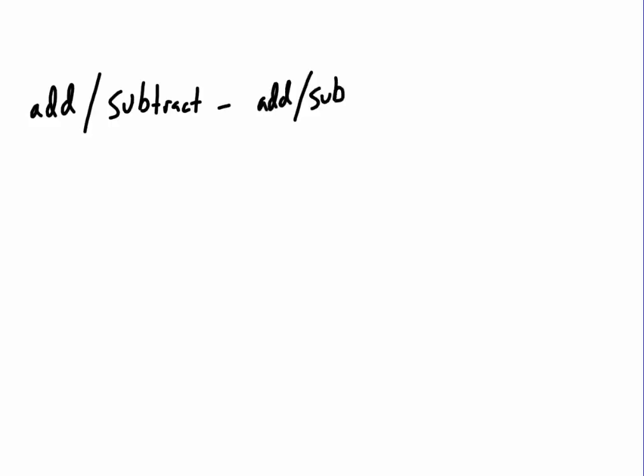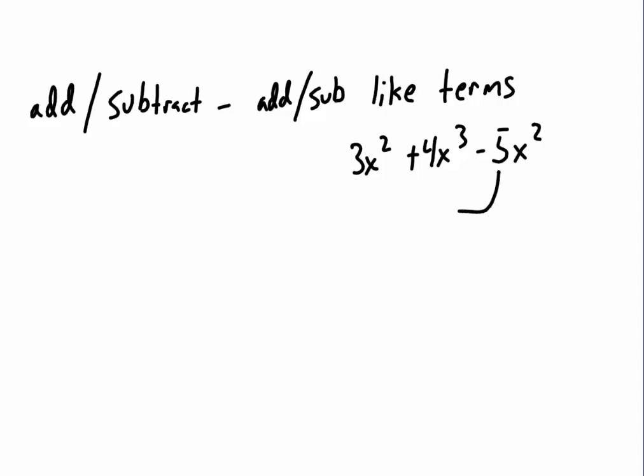So the first one is if we are adding or subtracting anything with exponents. In this case, we are going to just add and subtract like terms. In other words, if we have 3x squared plus 4x to the third minus 5x squared, we can only put these x squareds together. They cannot combine with the x to the third. That's a different thing. And we'll talk more about that in just a moment.